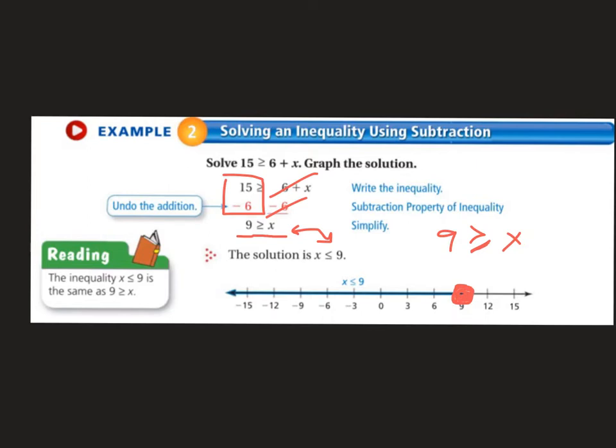And again, if we spin this around, we're going to say that the x values are all of these numbers right here. Right? If we just reverse this, this is the same thing as saying x is less than or equal to 9. And that's how we kind of want to look at it, because that's what we're graphing right here. These are the values of x, and x is less than or equal to 9.